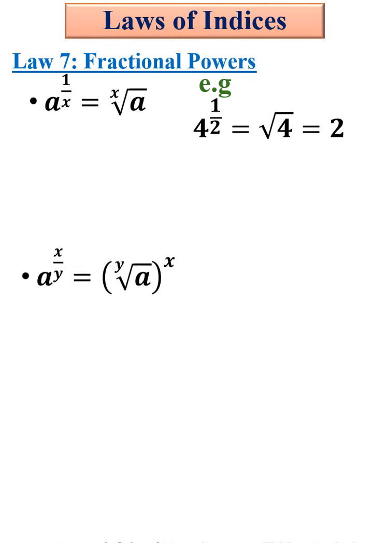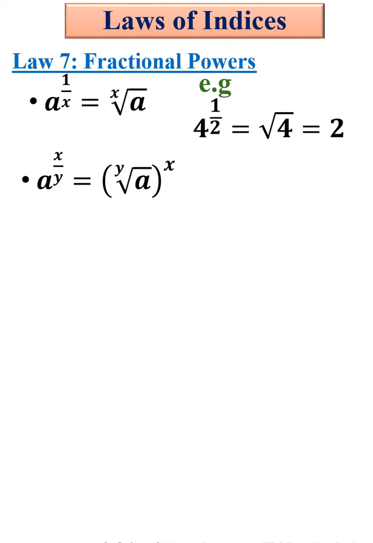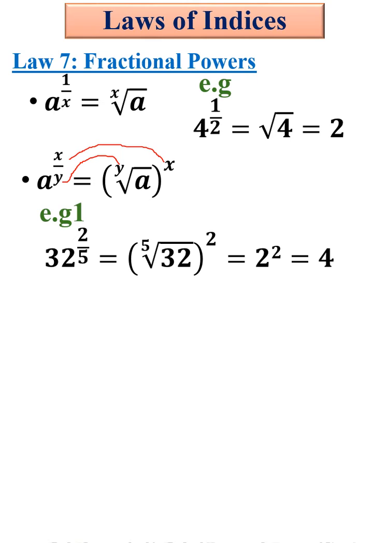Let's look at another condition. If we have a raised to power x over y, the y forms the y-th root of a, while the x, the numerator, forms the power of the whole expression. And so if we have an example, 32 raised to power 2 over 5, the 5 here, which is the denominator, forms the fifth root of the number 32, while the numerator 2 forms the power of the entire expression.